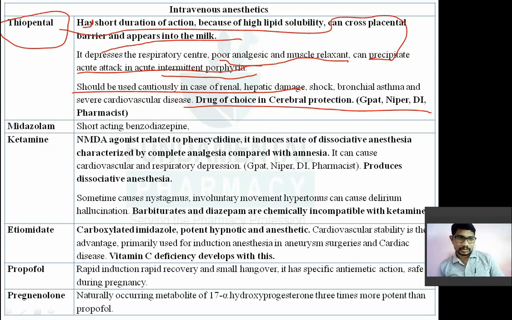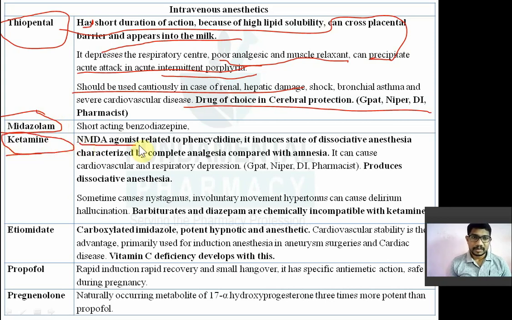Which drug is this? The next one is midazolam. Midazolam is a benzodiazepine derivative. It is a short acting benzodiazepine derivative. Next one is ketamine. Ketamine is an N-methyl-D-aspartate agonist, an NMDA agonist. It is related to phencyclidine. It is a derivative of narcotic analgesic. It can induce a state of dissociative anesthesia.